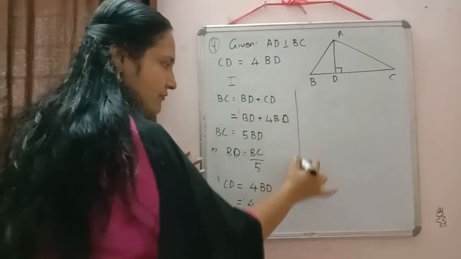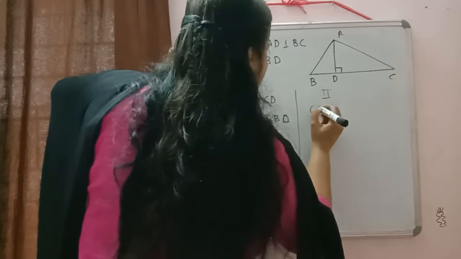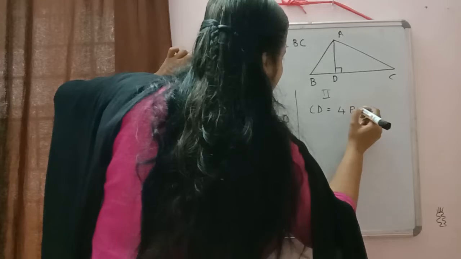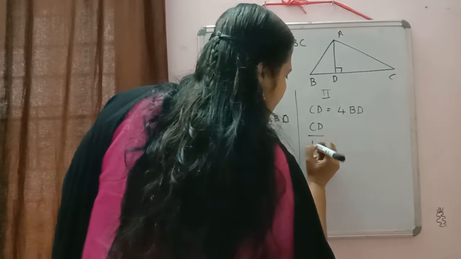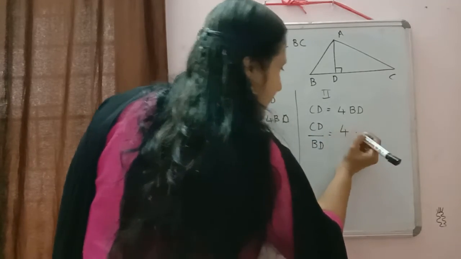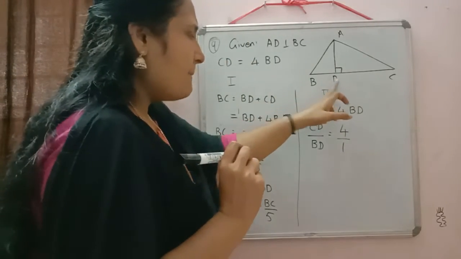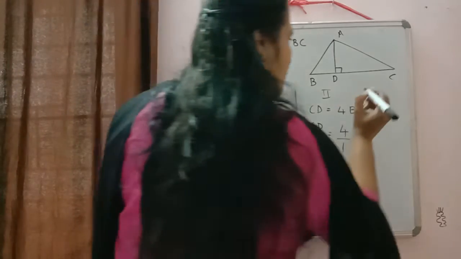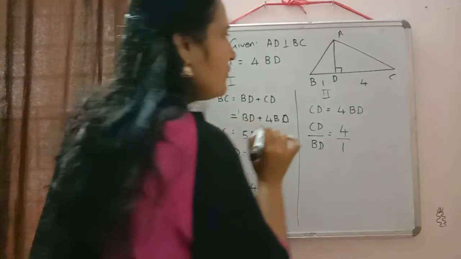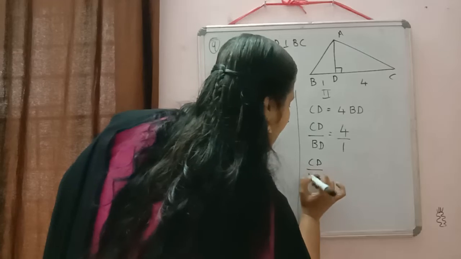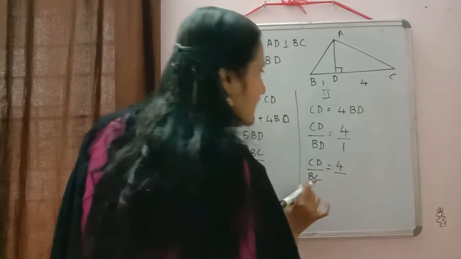This is the first method of conversion. Second, how can you do the conversion? What is given in the question? CD is equal to 4BD. If we shift BD to the left hand side, then what will come? CD by BD is equal to 4. Correct? If nothing is there, we can write 4 by 1. So CD by BD is equal to 4 by 1. So if you write the ratio here, CD is 4 and BD is 1. Now, if you are going to write CD by BC, CD is equal to how much? 4.